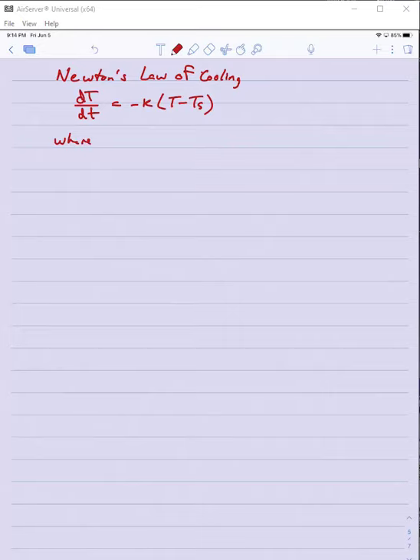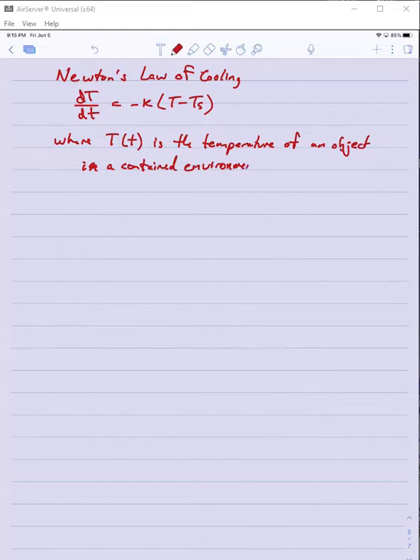This is where T of t is the temperature, let's say, of an object in a contained environment. And let's say T sub S is the constant, let's say, steady state temperature in the surrounding region.